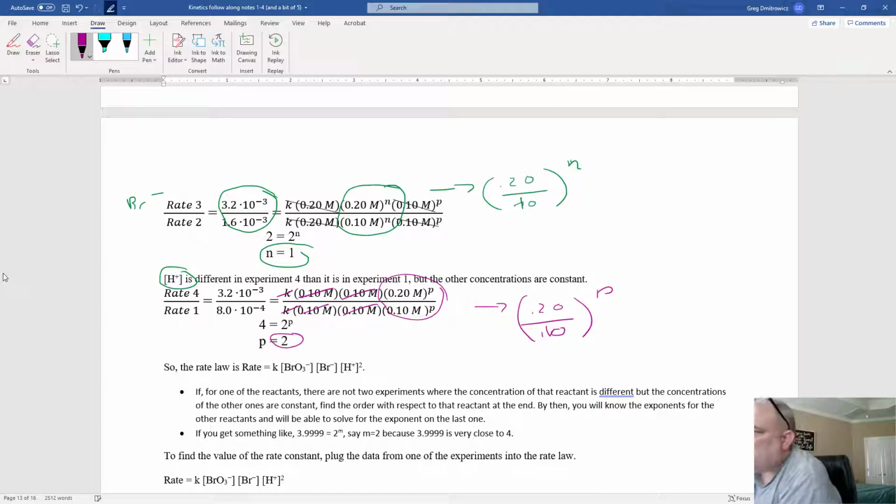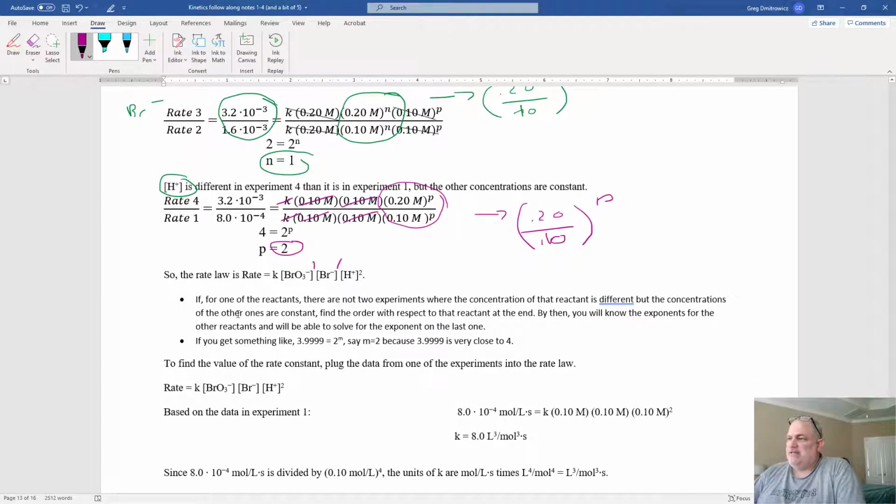So they then put the values in for M, N, and O as 1, 1, and 2. Now again, you do not need to put 1 and 1 in here. Now, what I was just saying here, the changing between experiments 3 and 4, if there are not two experiments where the concentration of the reactant is different but the concentrations of the other ones are constant, we can figure it out anyway, because by the last step you will know what the other two orders are, so we can make them into constants.